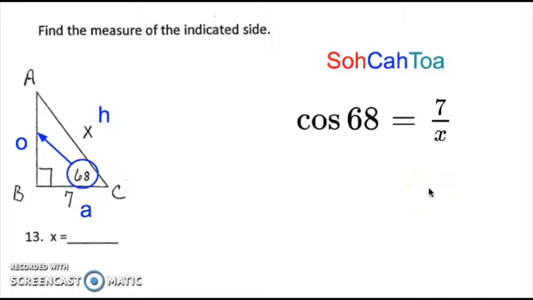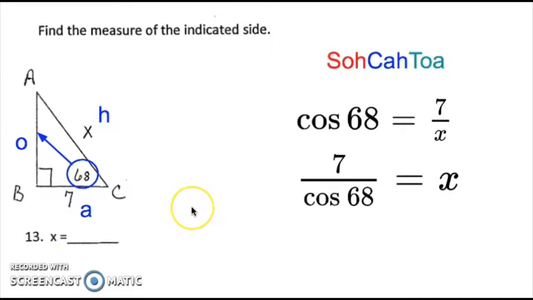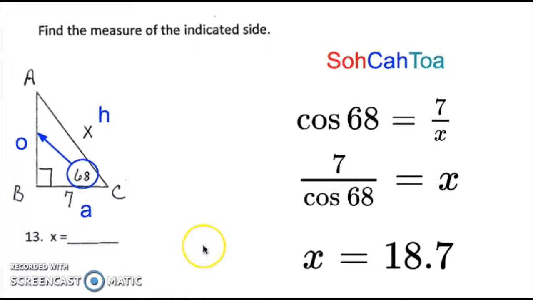To solve this, whenever we have a number up top, we have to divide that number by our trig function. So we'll have X equaling 7 over cosine of 68, which will give me 18.7. So my side length for x is going to be 18.7.